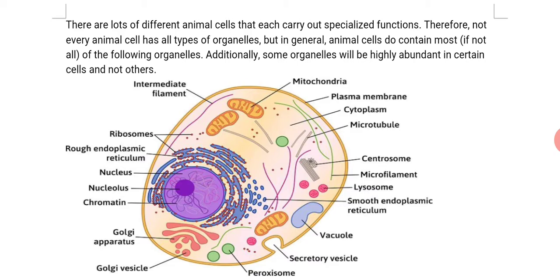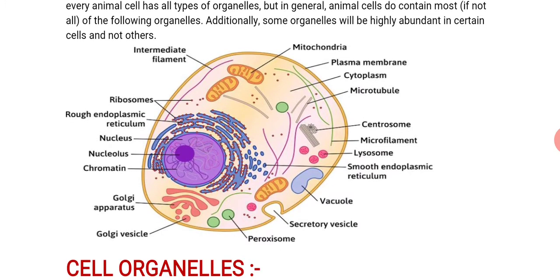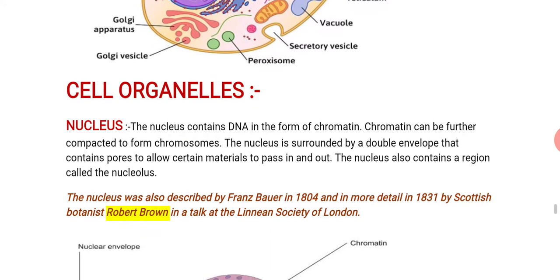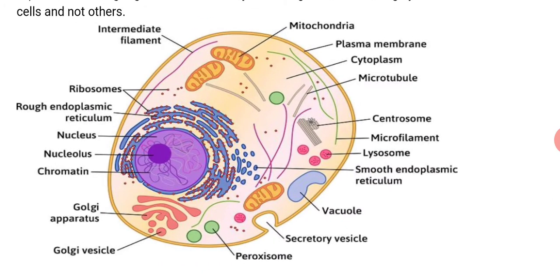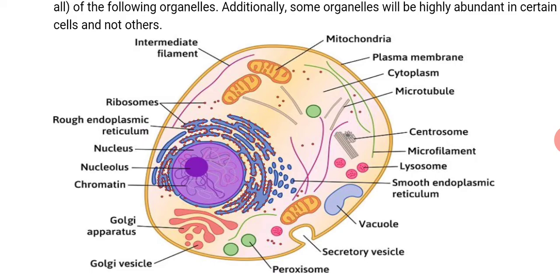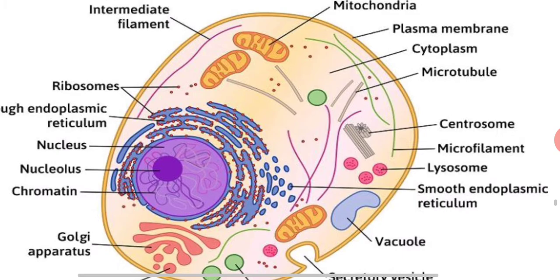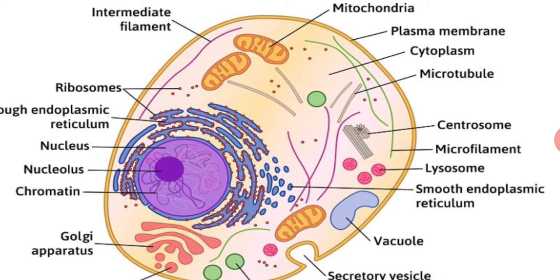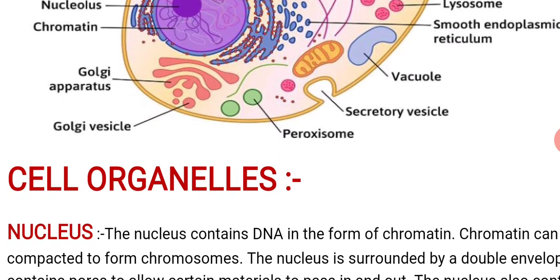Now we come to the animal cells. There are a lot of differences in animal cells that carry out specialized functions. Therefore not every animal cell has all types of organelles, but in general animal cells do contain most of the following organelles: mitochondria, Golgi apparatus, endoplasmic reticulum, vacuoles, peroxisomes, microtubules, ribosomes and nucleus. So these are the cell organelles which we have drawn in this figure. So please draw it neat and clean in your fair notebook, and after drawing we will discuss and write in your notebook about all cell organelles.